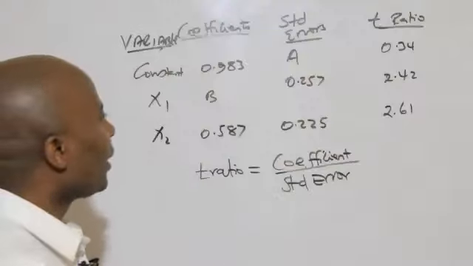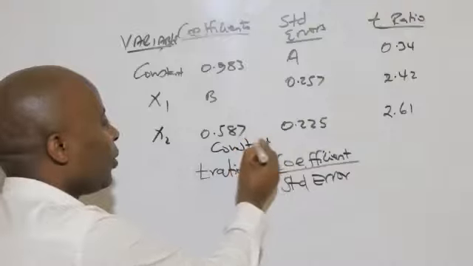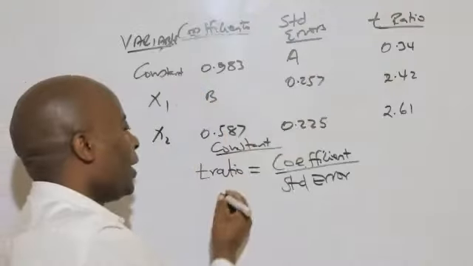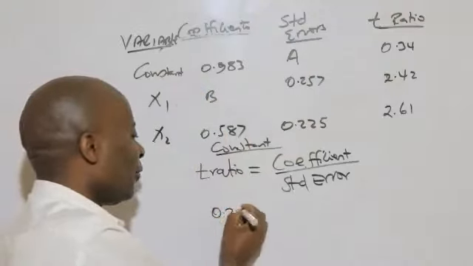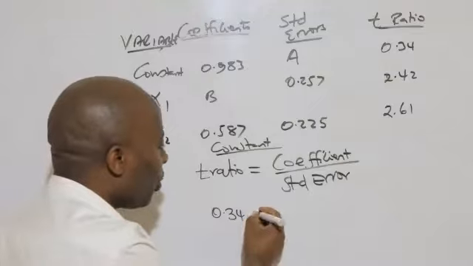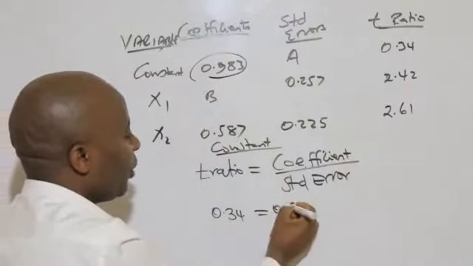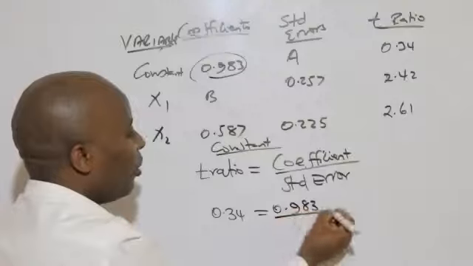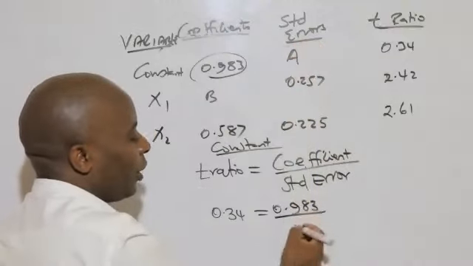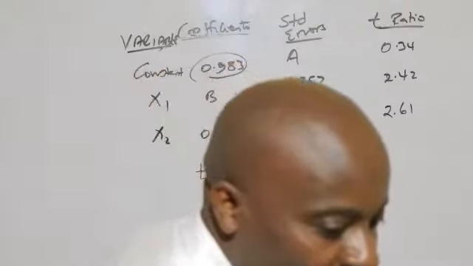So, ladies and gentlemen, look at the constant. Let us evaluate the constant first of all. For the constant here, they have given me its T ratio, it is 0.34, which will be equal to the coefficient, 0.983, all over the standard error for the constant, which is A. So your work this morning will be to make A the subject of the formula.